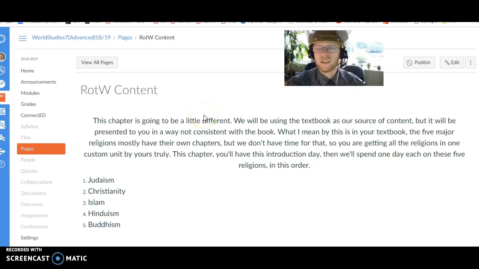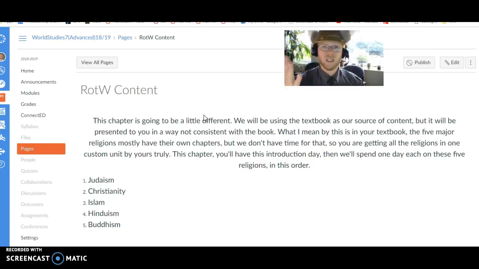What I mean by this is in your textbook, the 5 major religions all have their own chapter. Whereas I break it down and condense it and put all the religions into a single chapter. Basically, we just don't have time to do an additional 4 chapters. We just run out of time at the end of the year. So this Religions of the World chapter is custom built by yours truly.